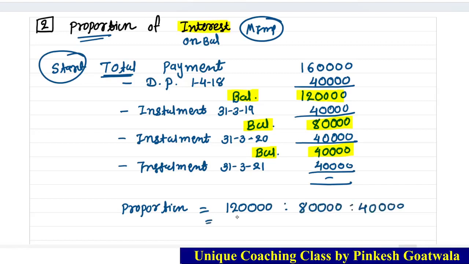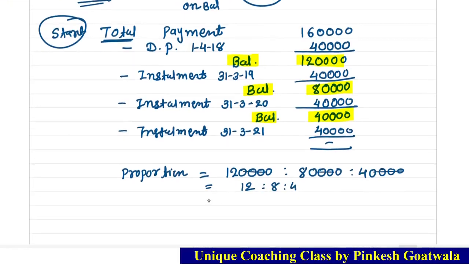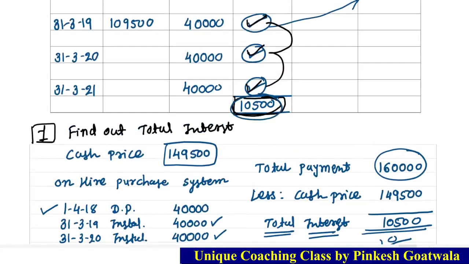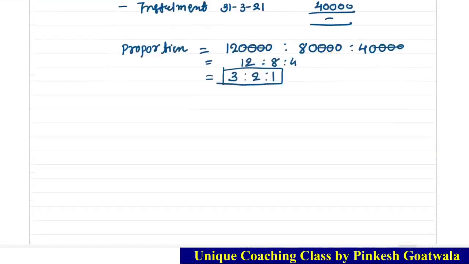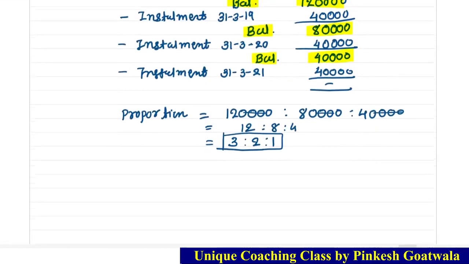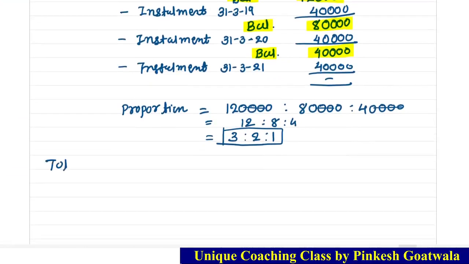So 40 is common, it will be removed. So 12, 8 and 4, all can be divided by 4. 3, 2 and 1. So this is the proportion for distribution of the total interest. Here we have total interest of 10,500, right. The total interest that has come, 10,500, will now be distributed in this ratio.